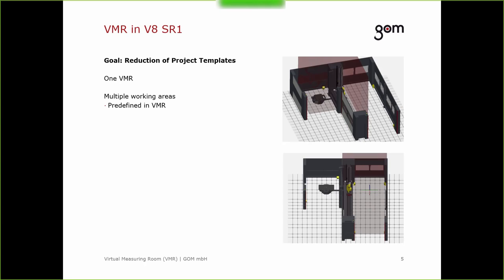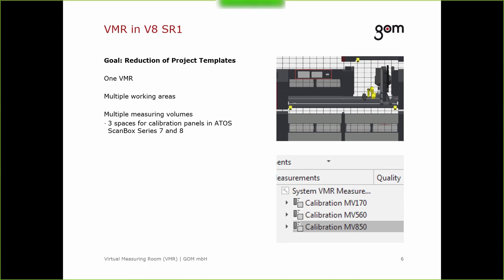The working areas are visible in the creation process, highlighted in red. The picture on the top shows the working area of the rotation table. The other picture shows the working area of the linear axis. A VMR also supports multiple measuring volumes. The measuring volumes with its corresponding calibration series are predefined by the VMR creator. Since the ATOS ScanBox Series 7 and 8 feature 3 calibration panels visible in the top picture, changing the measuring volume is easy.